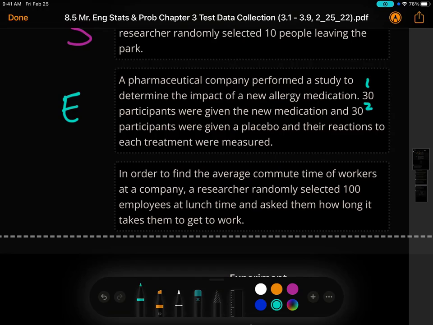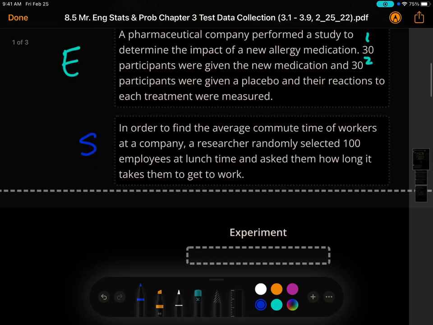In order to find the average commute of workers at a company, a researcher randomly selected 100 employees at lunchtime and asked them how long it takes them to get to work. Again, if you think about this, although you're randomly selecting in your survey 100 in probably a big company, you're only looking at the people that are just going to give you a number. You're not giving like two groups. So this one would be a survey. I think those were 0.5 each.